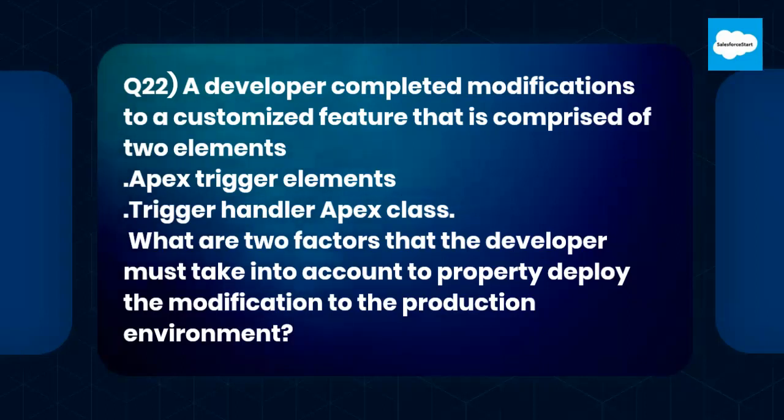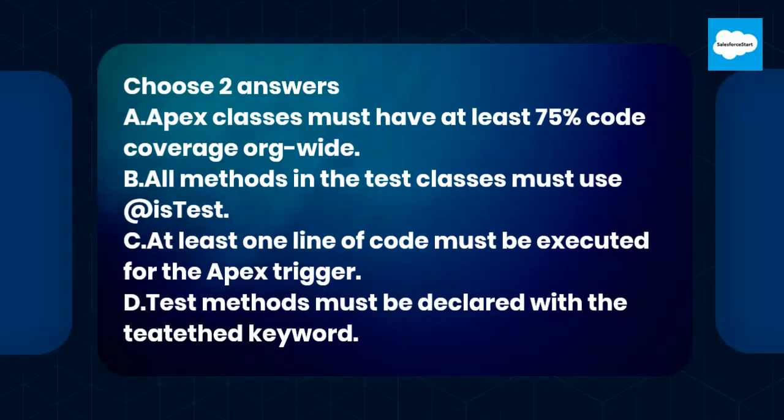Q22. A developer completed modifications to a customized feature that is comprised of two elements: an Apex trigger and an Apex class. What are two factors that the developer must take into account to properly deploy the modification to the production environment? Choose two answers. A. Apex classes must have at least 75% code coverage org-wide. B. All methods in the test classes must use @isTest. C. At least one line of code must be executed for the Apex trigger. D. Test methods must be declared with the @testVisible keyword.